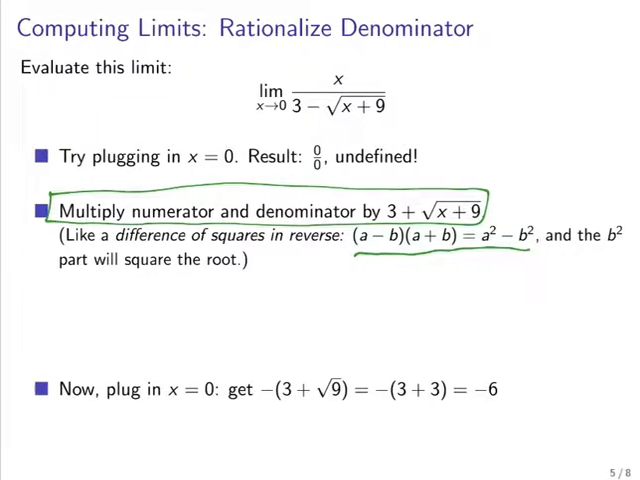If I saw a difference of squares, I know I can factor it like that. But today we're going to do it backwards. I already have an a minus b. I have 3 minus root x plus 9 in the bottom. I'm going to multiply by the other one so that it turns into a difference of squares. And that will be helpful because in my case, the b is that square root. So b squared is going to have no root in it. And that's going to be super helpful.